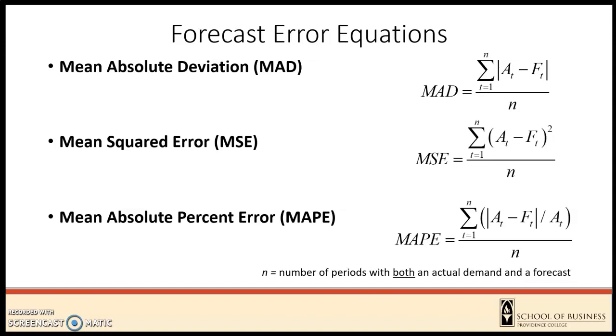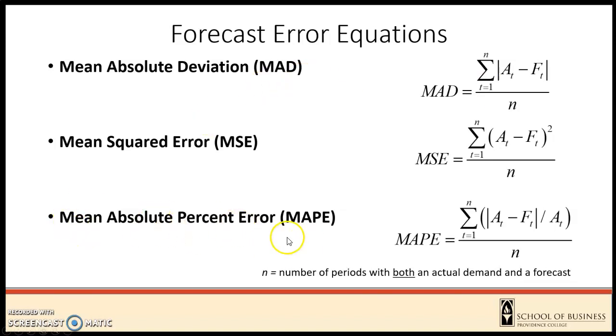We have the mean squared error, the MSE. It's a very similar equation, except instead of taking the absolute value, we're going to square the numbers. By squaring it, we're always going to have a positive number, so we don't have to worry about the absolute value. And the last one is the mean absolute percentage error. So this first one gives us a number value: our mean absolute error, we're off by 1 unit, we're off by 2 units.